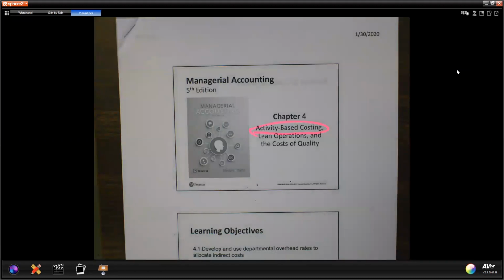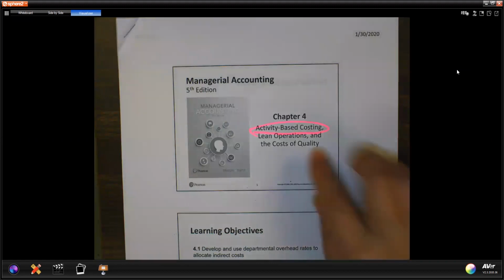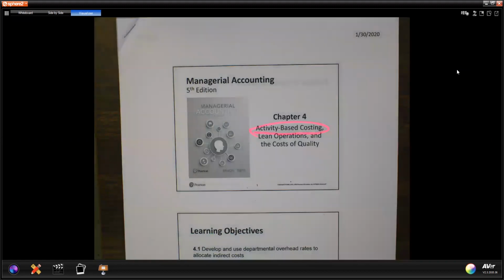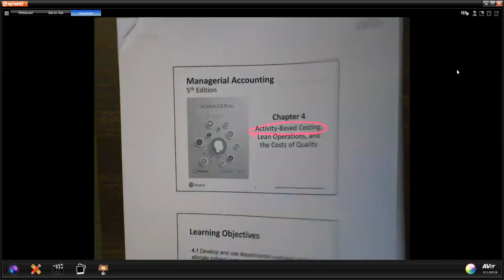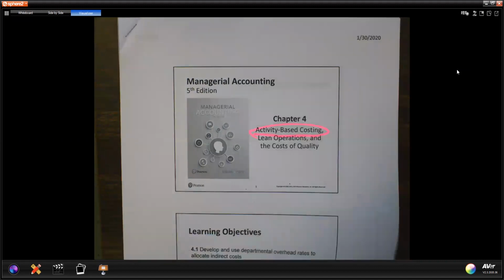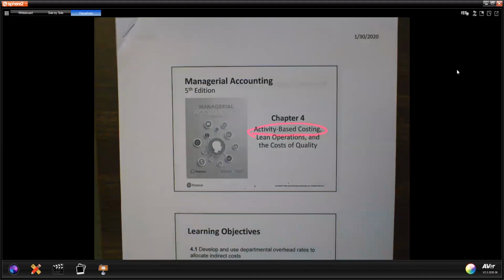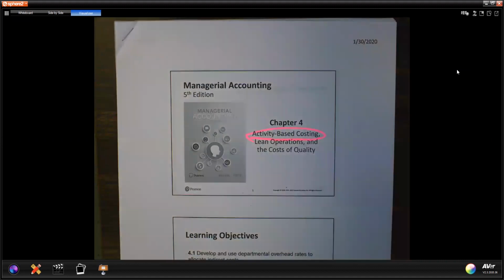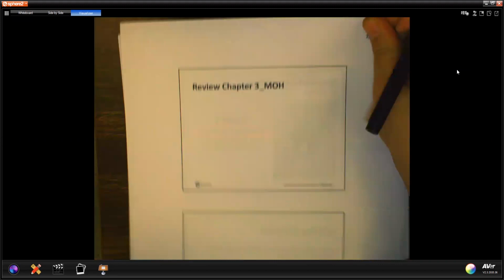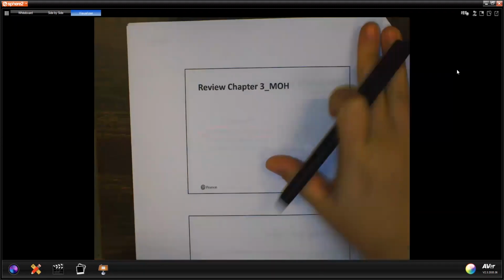In this video, we will talk about chapter 4, the ABC costing. We don't talk about the other two, so our focus is just the first part. Chapter 4 is very similar to chapter 3. We are still continuing the topic of manufacturing overhead allocation, right?